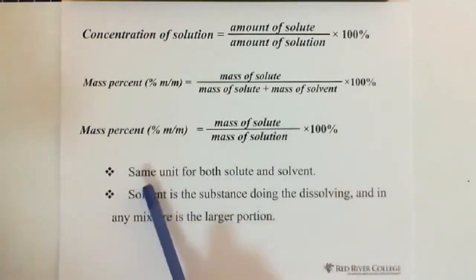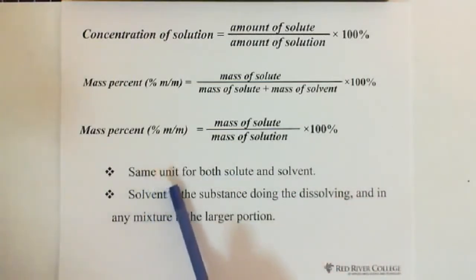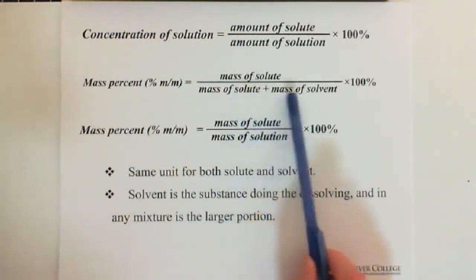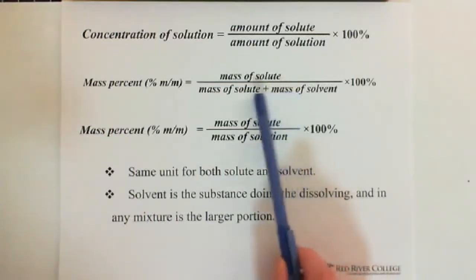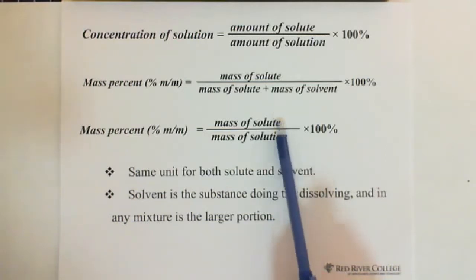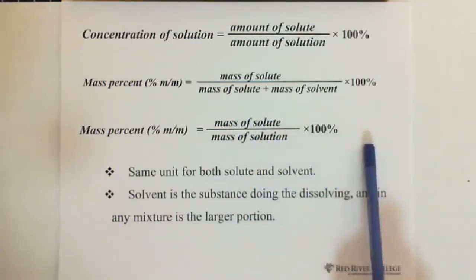Also we need to be careful: we need to apply the same unit for both solute and solvent, so that we can add them together. Otherwise, if the units are different, we need to change to the same unit. The top unit and the bottom unit can be gram on the top and gram on the bottom, or microgram on the top and microgram on the bottom, or milligram on the top and milligram on the bottom, because with the same unit you can cancel out, get the ratio, and multiply by 100%.